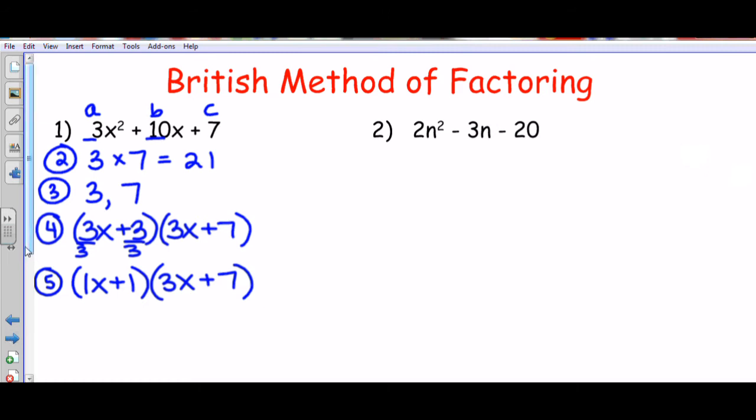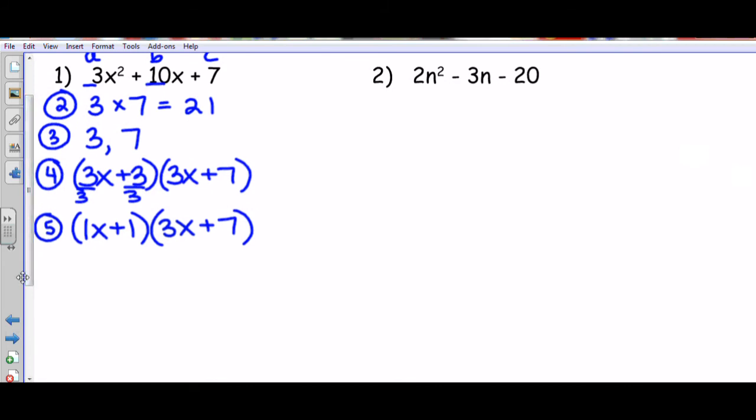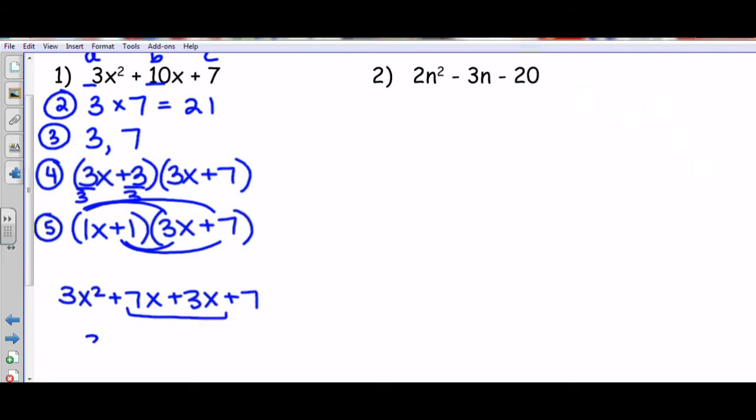Now we can check our answer by repeating the FOIL process. So if I want to, I can FOIL. I'll take x times 3x, and that would give me 3x squared. X times 7 would give me a positive 7x. 1 times 3x would give me a positive 3x. And 1 times 7 would give me a positive 7. So when I combine my like terms in the middle, I'll end up with 3x squared plus 10x plus 7, which matches the equation that I started with. So my answer in number 5 is correct.